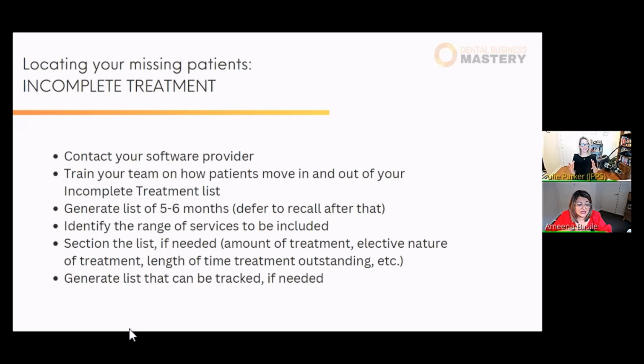The other step is then to identify the range of services that you're going to include. So quite often we can have things in there such as fissure sealants, which are more preventive. It could be tooth whitening, which is more elective. And so determine, what are we going to be recalling patients on incomplete treatment? Is it going to be active decay, active conditions, or is it going to actually include everything? And also consider what you're going to include in terms of the length of time the treatment has been outstanding, and also the amount of treatment that needs to be done.